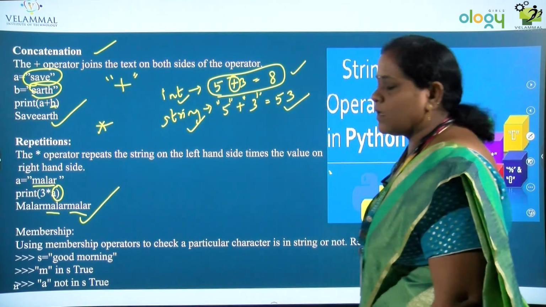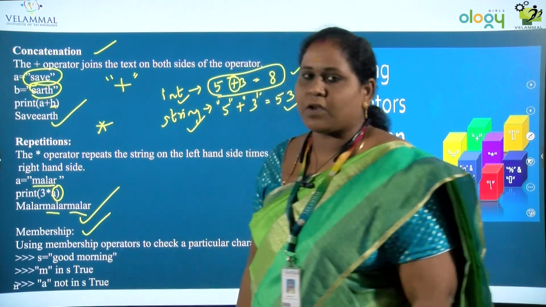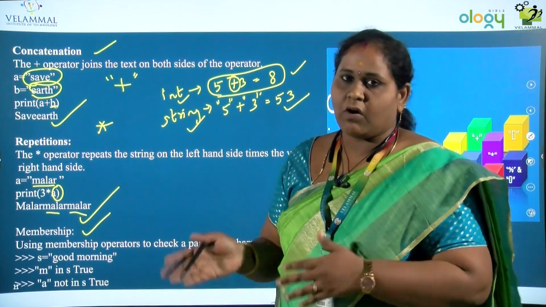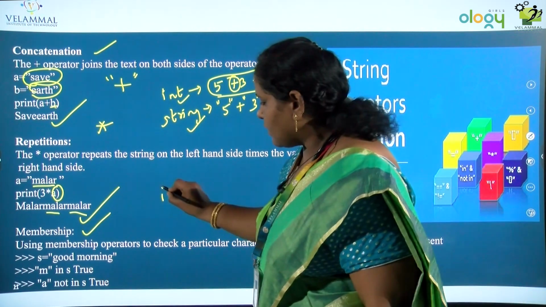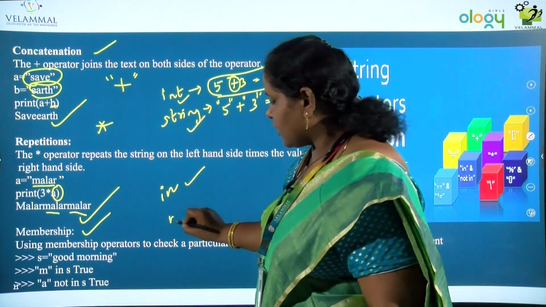Let us go on with the next and last operation in string, that is your membership. Membership is nothing but you're going to check whether your values, your elements, are present in the string or not. That is in and not in. So two properties are going to be there in our membership. One is going to be in and the other one is going to be not in.